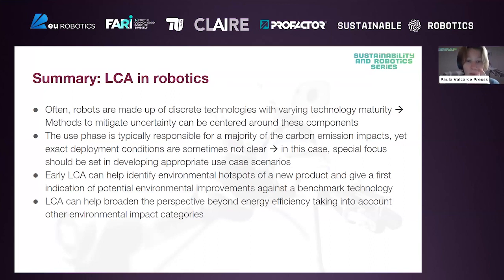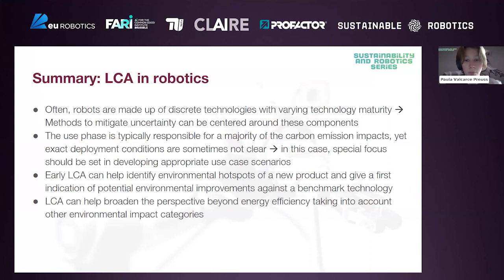Another thing that often comes up in a life cycle assessment of robotics is that the use case makes up a lot of the impacts, especially the carbon emissions. But sometimes when we develop new robots, we don't exactly know how they will be used or how the deployment will look. So maybe we can focus on building scenarios that will show how the usage of the robots will actually be.